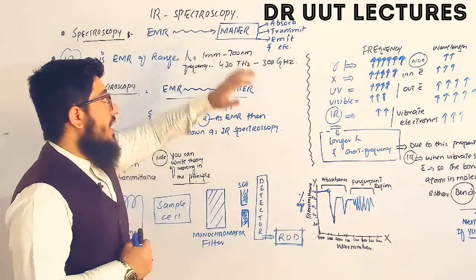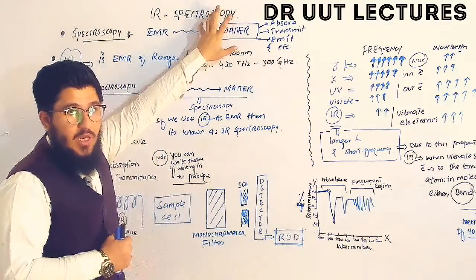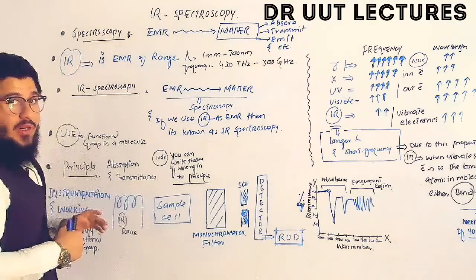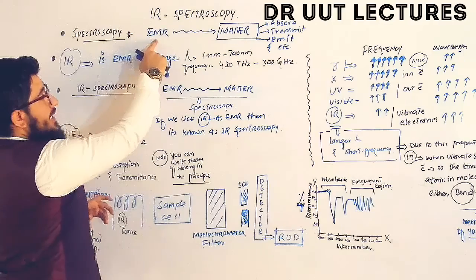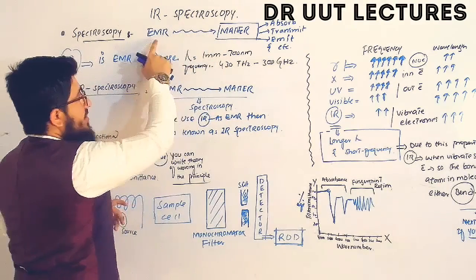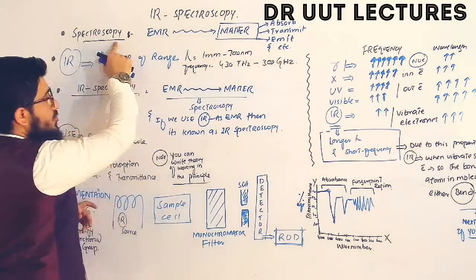In this lecture we will talk about IR spectroscopy. So let us start from spectroscopy first. What is spectroscopy? It is actually the interaction of electromagnetic radiations with matter. When electromagnetic radiation interacts with matter, this is called spectroscopy.